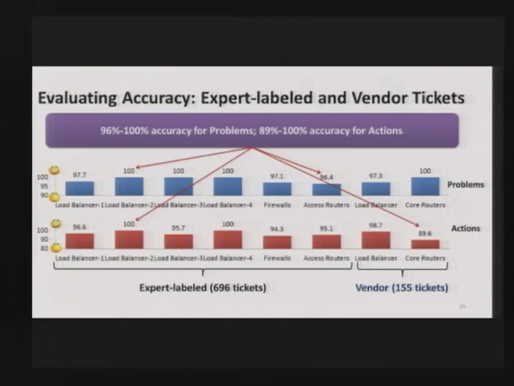So the x-axis represents the category of each of the tickets. The y-axis represents the percentage accuracy that was observed. Higher numbers are better. As you can see, in most of the cases, across tickets belonging to different data types, different device types, NetSieve is able to achieve a near perfect accuracy of 100%.